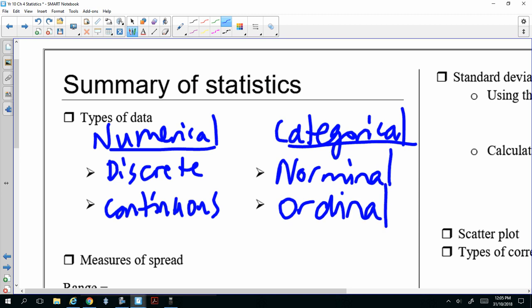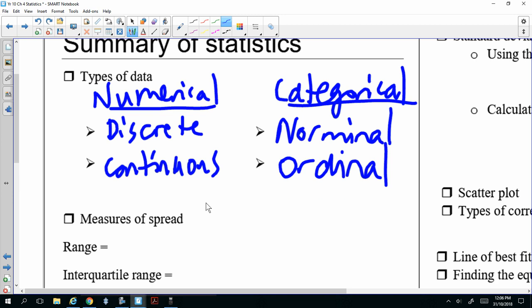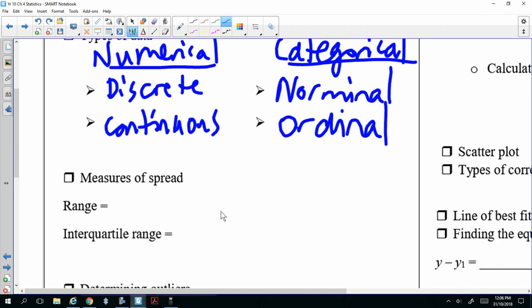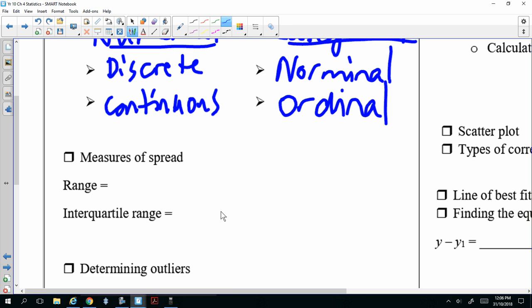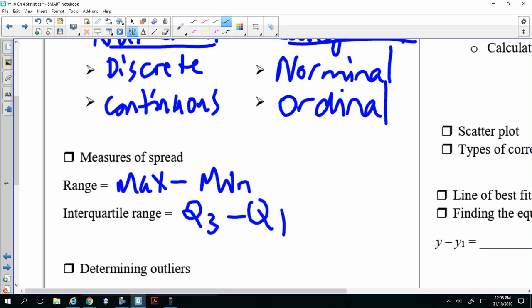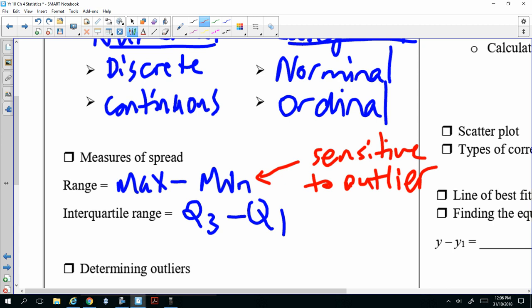And then after we look at types of data, we can also measure different spread. The easiest way to measure spread is the range: max minus min. Whereas the interquartile range is Q3 minus Q1. And the problem with the range is that it's sensitive to outliers. So if you have an outlier, it will distort the range. Whereas the interquartile range is not affected by outliers.